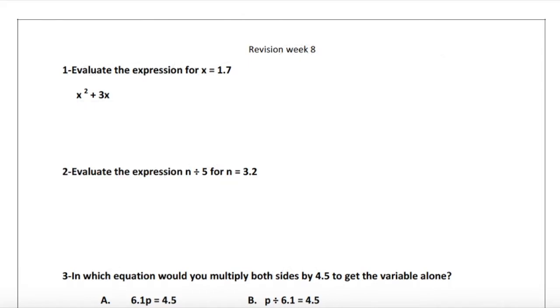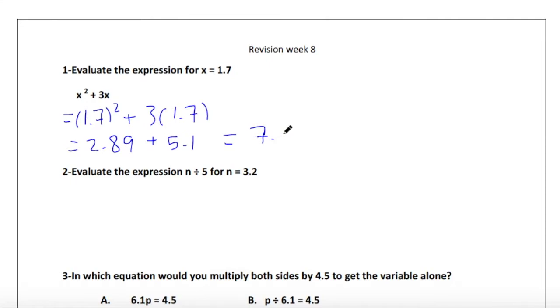First question, evaluate the expression x squared plus 3x when x equals 1.7. So you have to substitute for x equals 1.7. It will be 1.7 squared plus 3 times 1.7. So it will be 2.89 plus 5.1, which is 7.99.